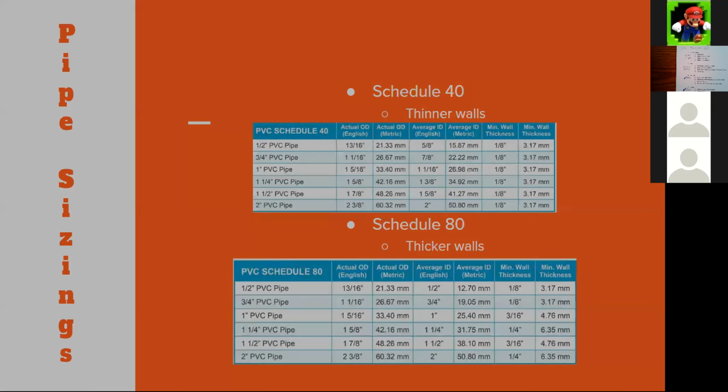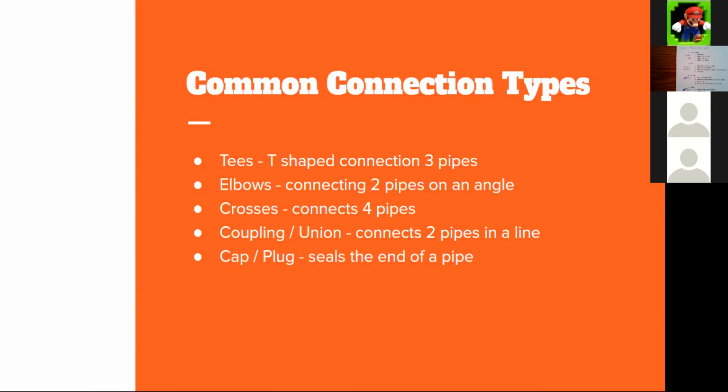There are some common connection types between PVC pipes. The first major type is T's, which is simply a T shape connecting 3 different pipes together at the ends. Elbows connect 2 pipes on an angle, where it can be almost any reasonable angle. You can't have one that goes back on itself unless you have a different connection type. Crosses connect 4 pipes, so it is an X shape or a plus shape.